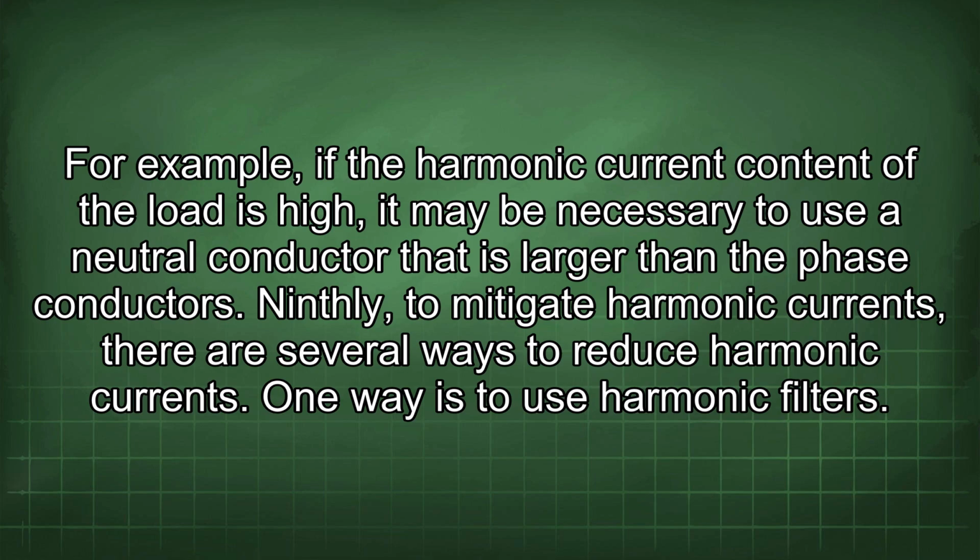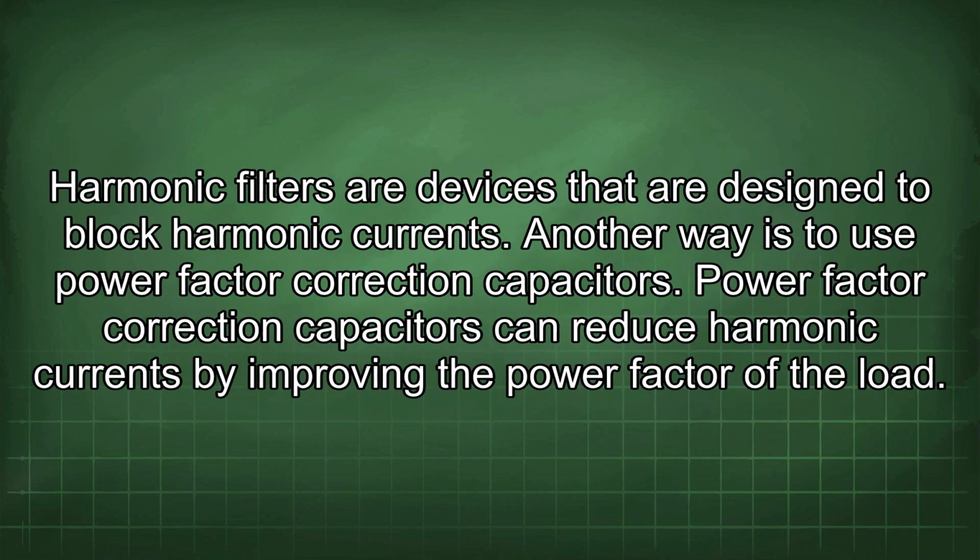Ninthly, to mitigate harmonic currents, there are several ways to reduce harmonic currents. One way is to use harmonic filters. Harmonic filters are devices that are designed to block harmonic currents. Another way is to use power factor correction capacitors. Power factor correction capacitors can reduce harmonic currents by improving the power factor of the load.